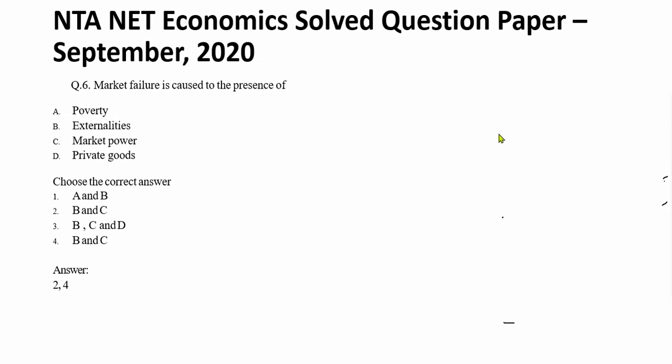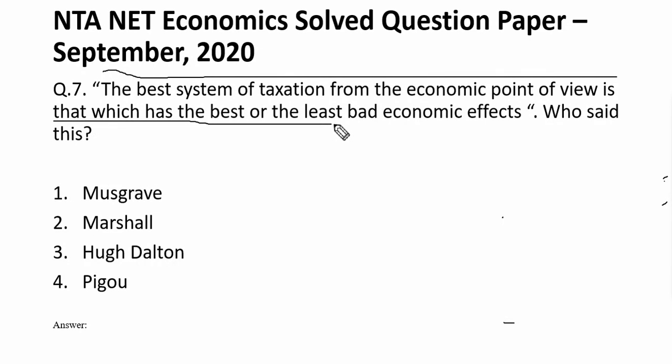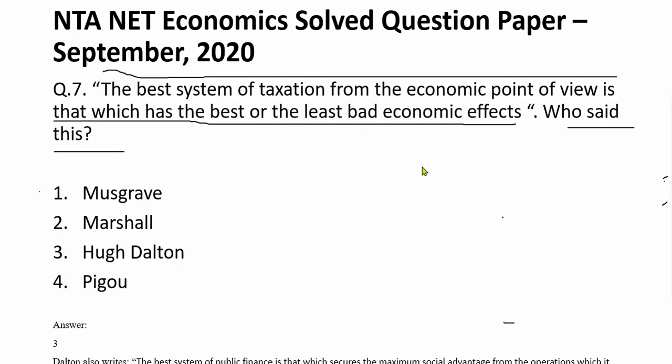Now let's look at a different question. It's a very straightforward question. It says there is a quotation: the best system of taxation from the economic point of view is that which has the best or the least bad economic effects. We have to tell who has given this quote. There are four options: Musgrave, Marshall, Hugh Dalton, and Pigou. And the answer is Dalton.